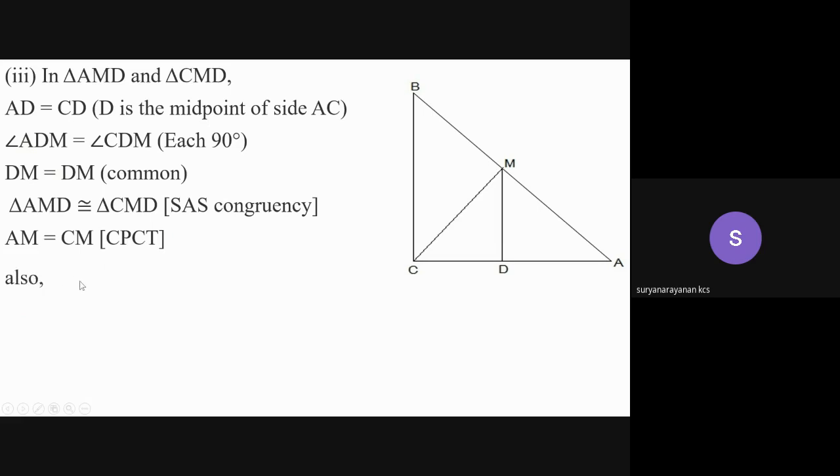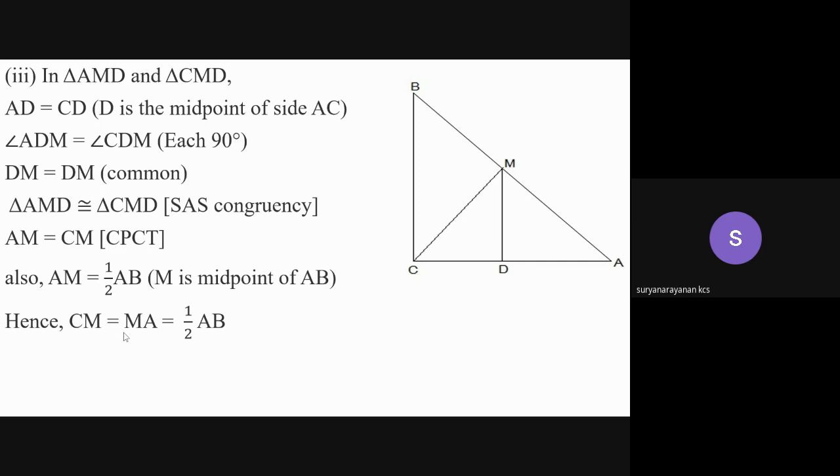Also, AM is equal to half of AB because M is a midpoint of AB. Yes or no, my children? Hence, proved. That is also proof. Third part, CM is equal to MA is equal to half of AB. That is the third part of the question. All the three parts were proved. Okay, my children? Right.